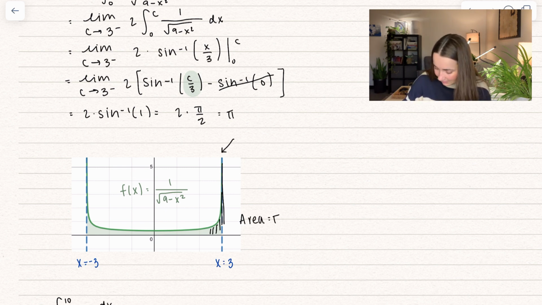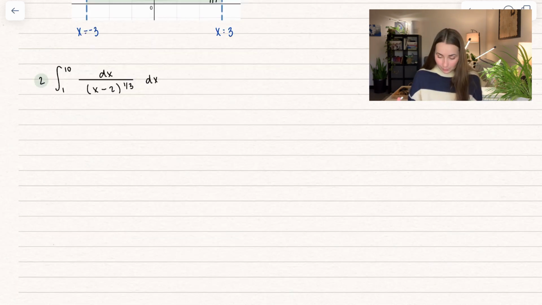So area is equal to pi. Let's go ahead and try one more here. We have the integral from 1 to 10 of dx over (x minus 2) to the 1/3.